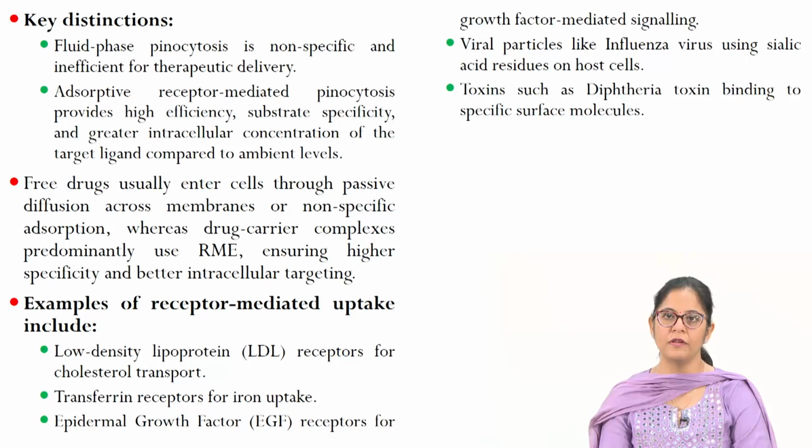So, examples of receptor mediated uptake include the low density lipoprotein receptors for cholesterol transport, transferrin receptors for iron uptake, and epidermal growth factor receptors for growth factor mediated signaling. Viral particles like influenza virus use sialic acid residues on the host cells, and toxins such as diphtheria toxin bind to specific surface molecules.